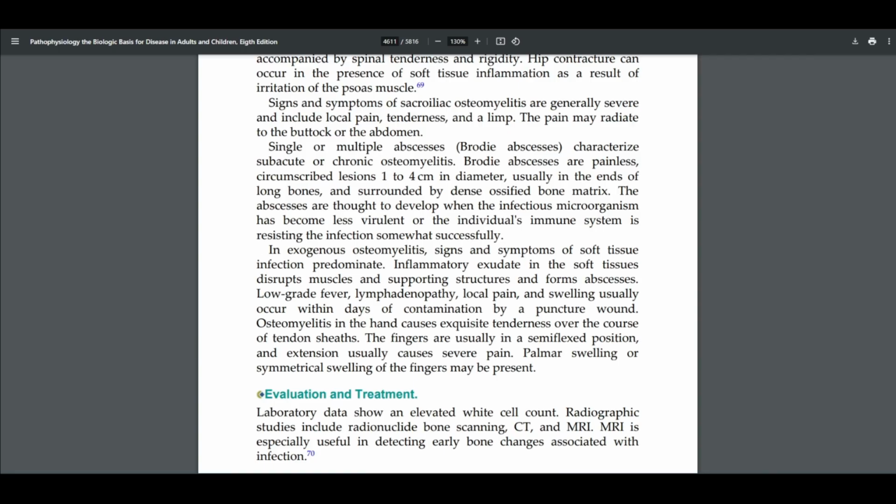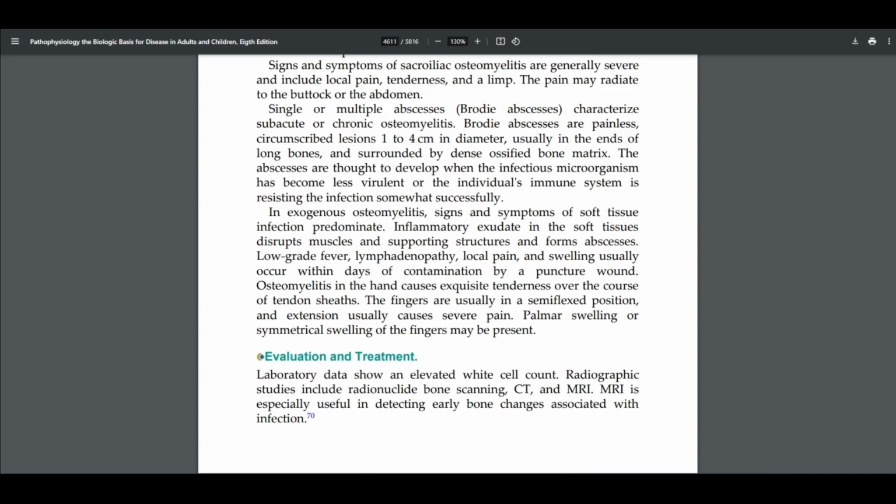Brodie abscesses are painless, circumscribed lesions of 1 to 4 centimeters in diameter, usually in the ends of long bones, and surrounded by dense ossified bone matrix. The abscesses are thought to develop when the infectious microorganism has become less virulent, or the individual's immune system is resisting the infection somewhat successfully. In exogenous osteomyelitis, signs and symptoms of soft tissue infection predominate.